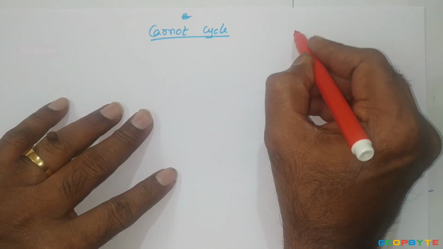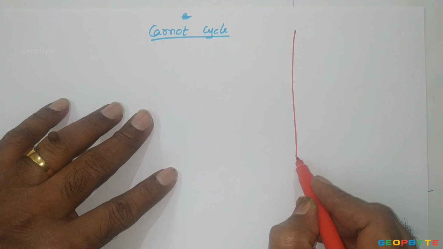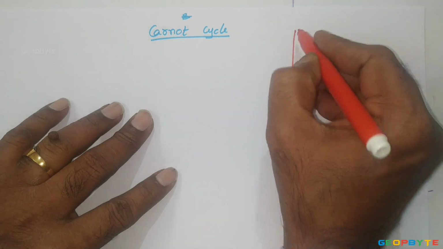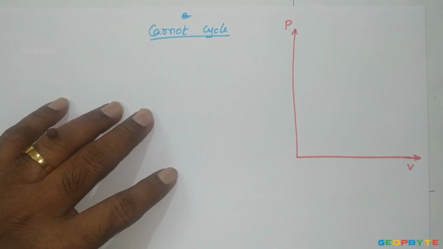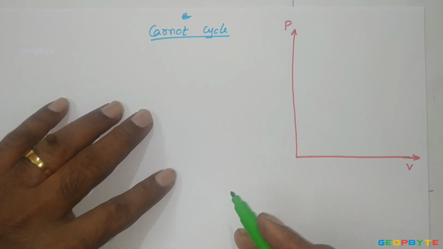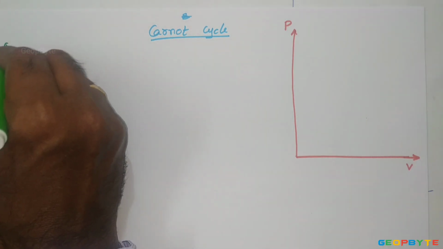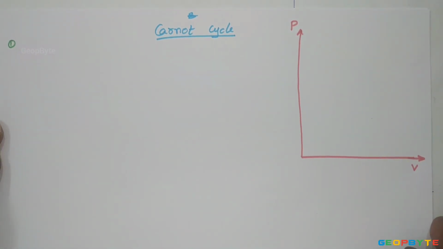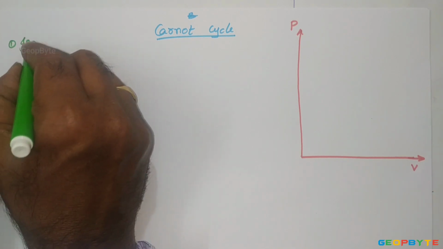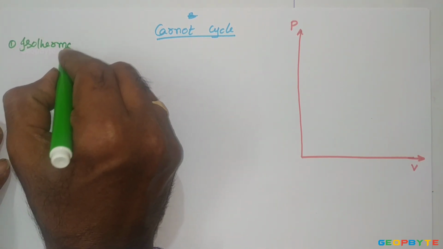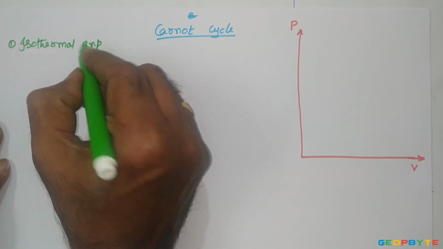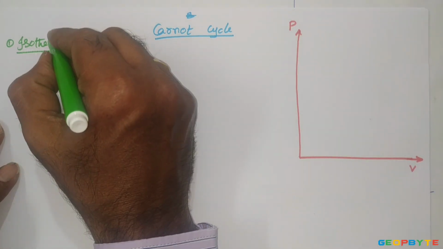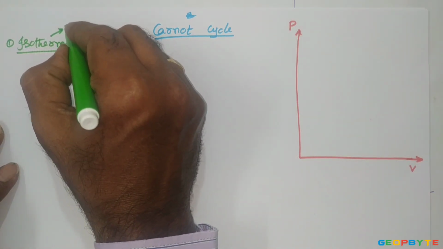Let us discuss the Carnot cycle with the PV coordinate system, pressure versus volume coordinate system. The very first process is the isothermal expansion. You know, isothermal means constant temperature process.